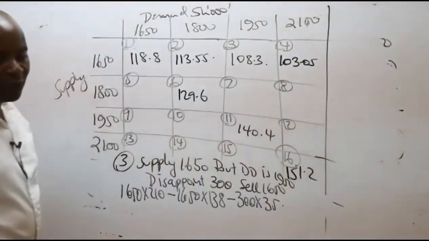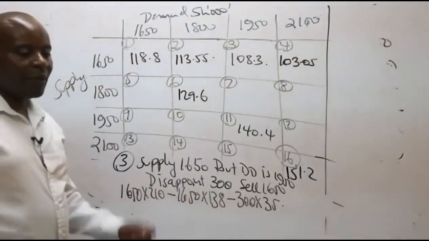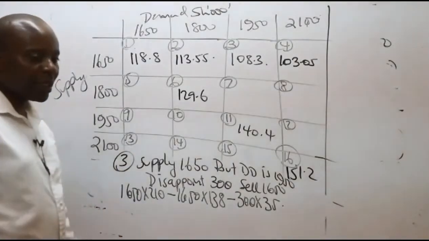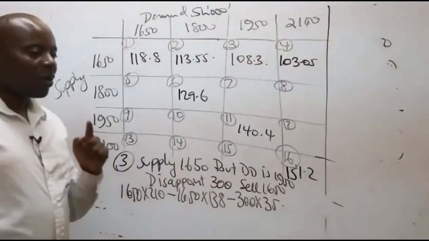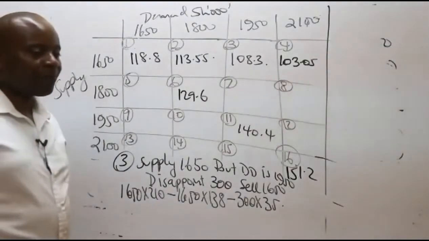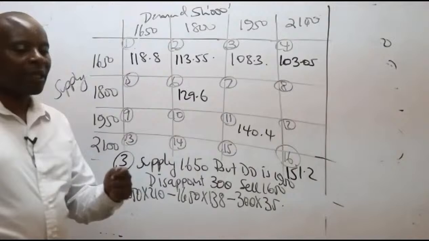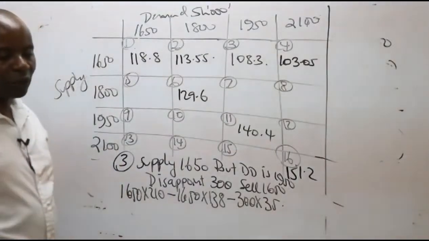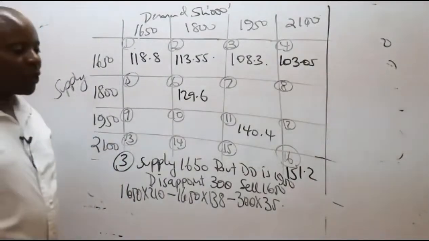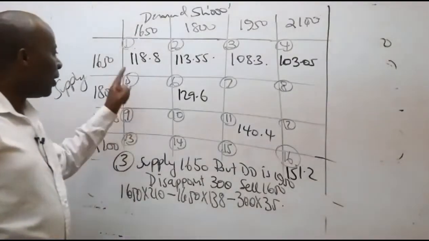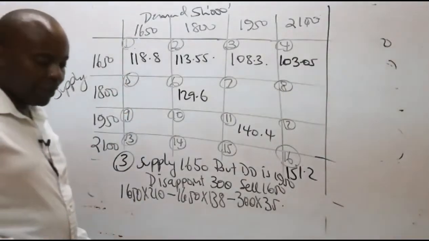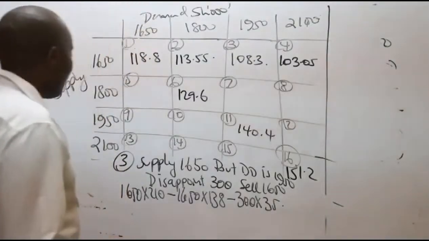Just try again, Dennis. Thank you very much for giving me the first answer. Try again. If you are unable to get it, I'll show you how to get it. Because there we are going to sell just 1650. But we shall disappoint quite a number of customers there. So let us go to cell number 5.